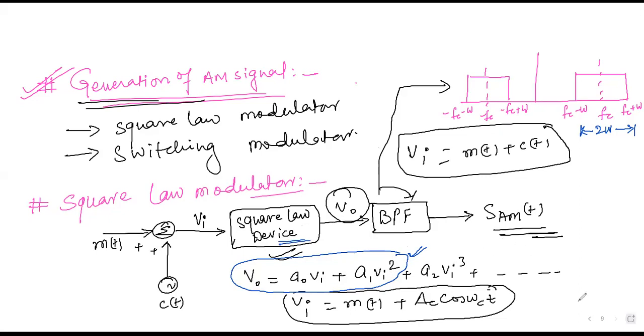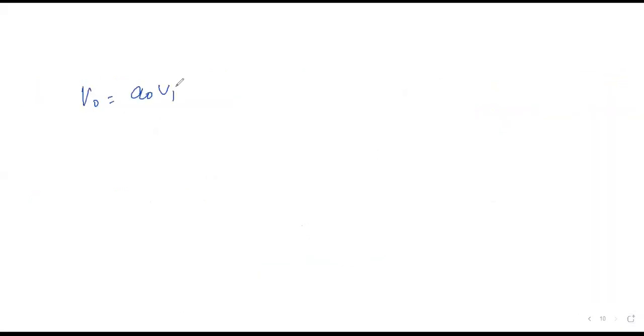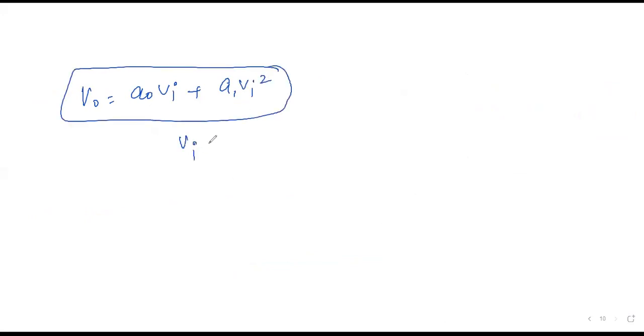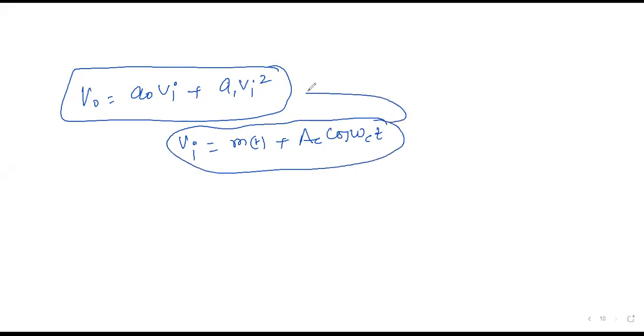So V0 will be A0 times Vi plus A1 times Vi square, where Vi equals m of t plus Ac cos of omega c t. Just put it here. Okay, got it?